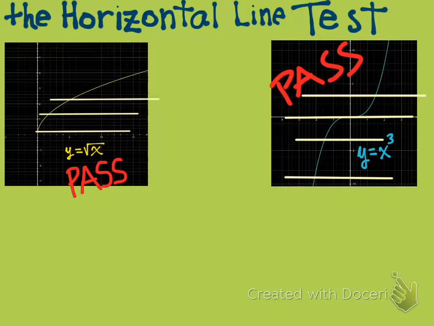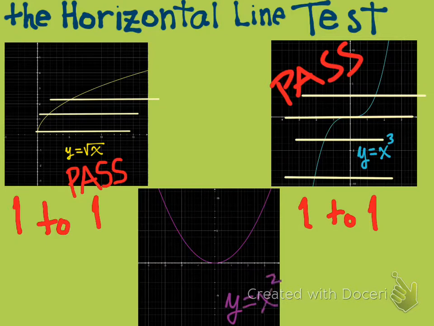Here are a couple of functions that pass the horizontal line test. y equals the square root of x on the left, and you can see a horizontal line only crosses that function in one place. And so therefore, it's a one-to-one function. On the right, y equals x cubed. A horizontal line can cross that function at most one place at a time. So that also is a one-to-one function.